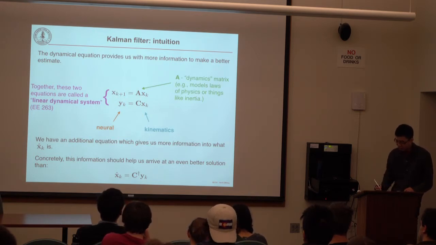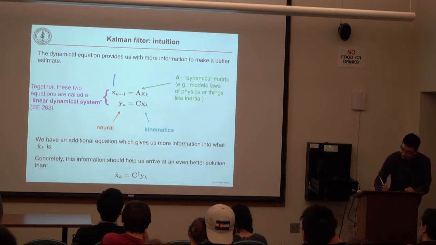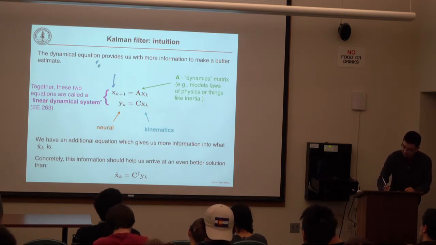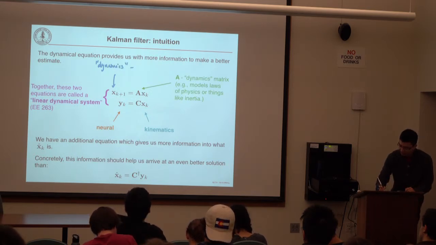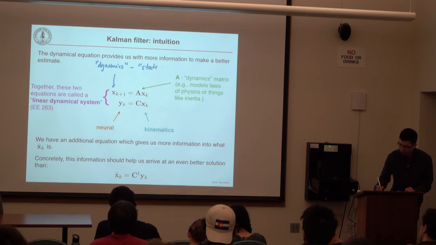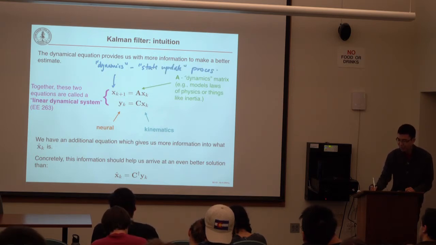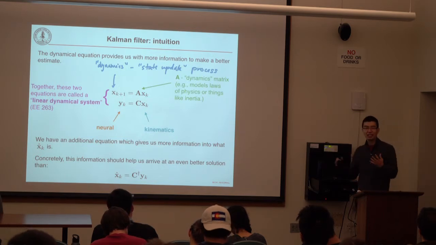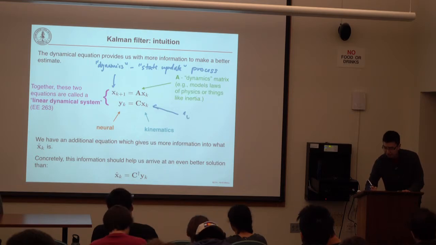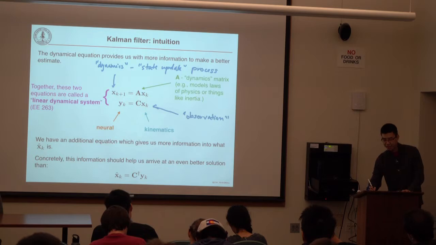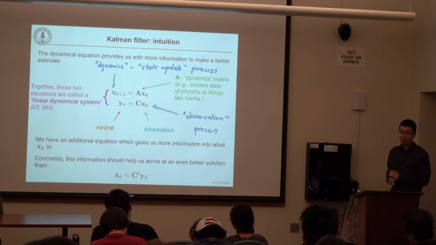Some terminology, we usually call this top equation here the dynamics, or equivalently, the state update process. And this terminology makes sense because it's how the state, the kinematics, are updating through time. And we'll call this equation right here the observation process, because it tells us how our observations are informative of our kinematics.